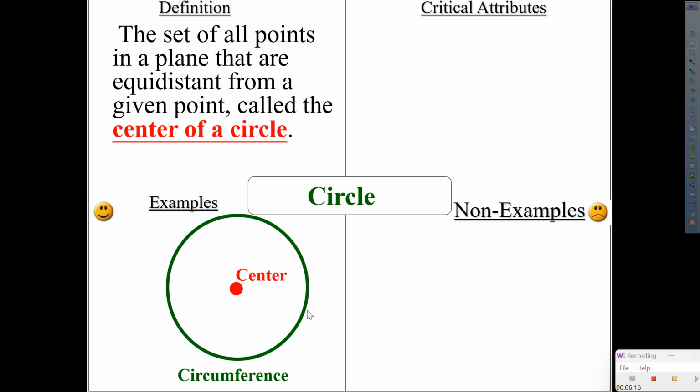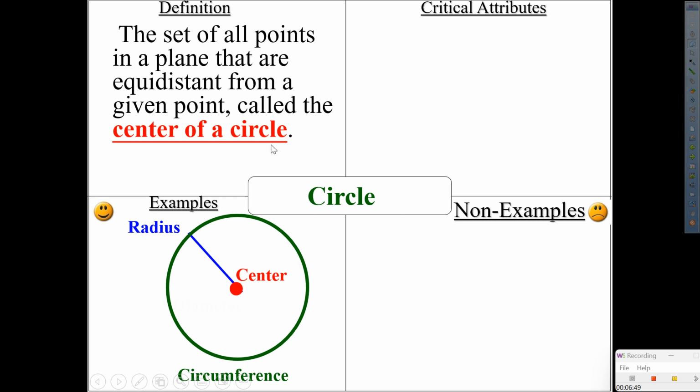What else? Radius and diameter, yes. Write those in there, please. The radius in blue, diameter in black. But today, I just want to focus on the definition of the circle, which is what?